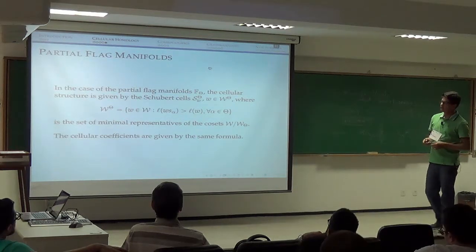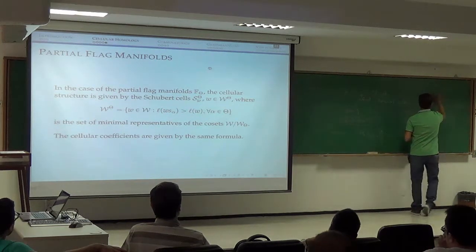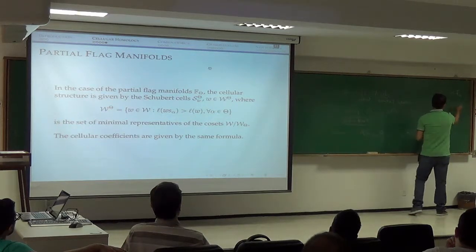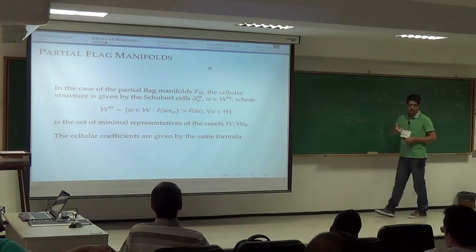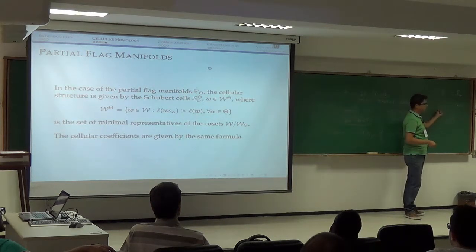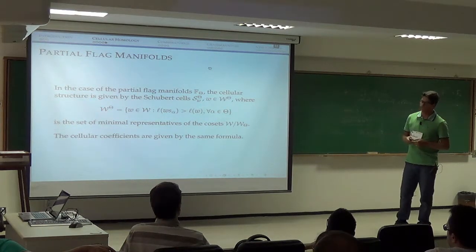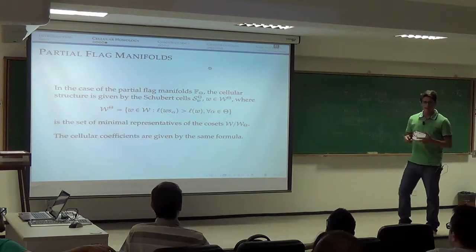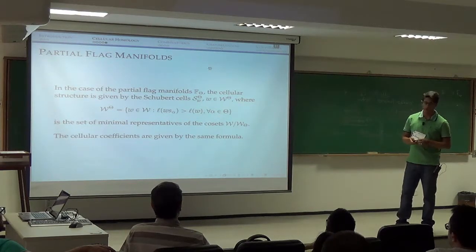And to finish this first part, when you go to the partial flag manifolds, there is a projection from the maximal flag to the partial flag. For a cell here, we know that there are many cells that go to the same cell in the quotient. But among these, we may choose one which has minimal dimension. This is the choice we made here, and we denote this set W to the theta. This is the set of minimal representatives of these cosets. The way we compute the coefficients is exactly the same. There is no difference in how we compute these coefficients.